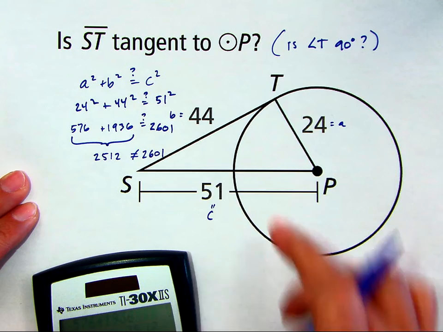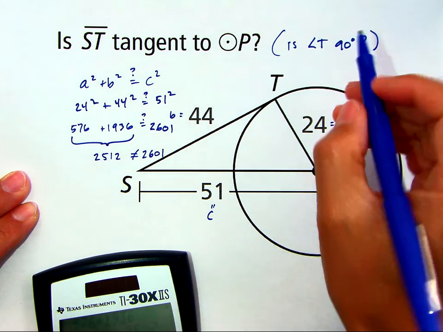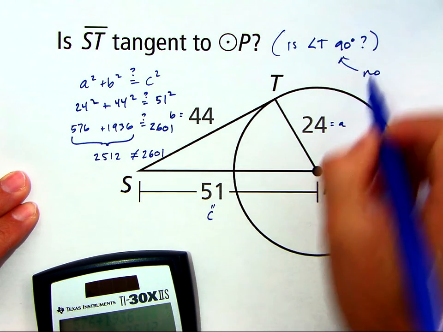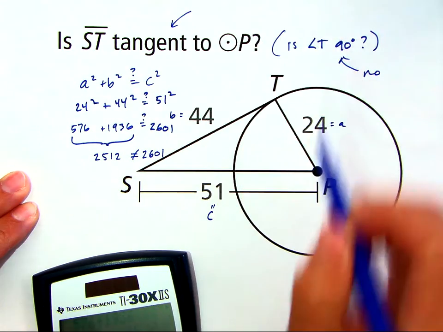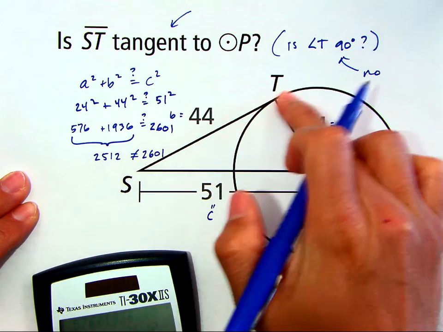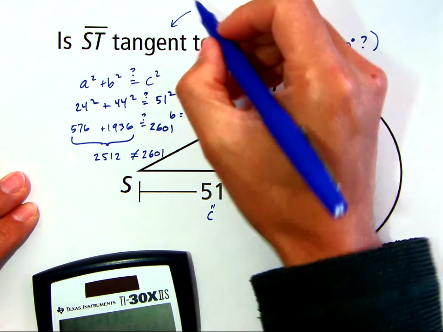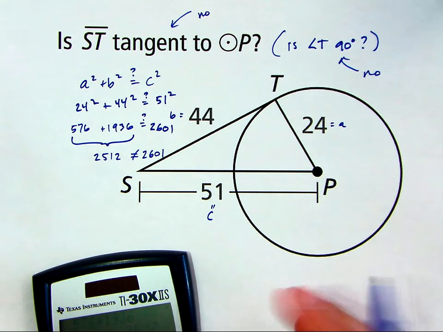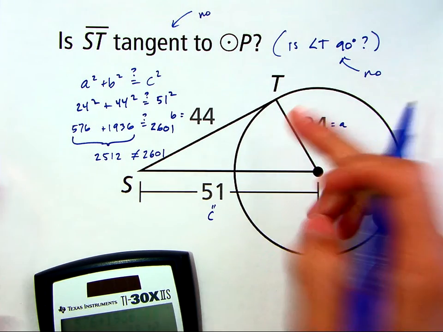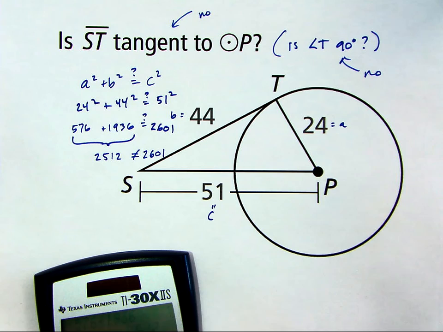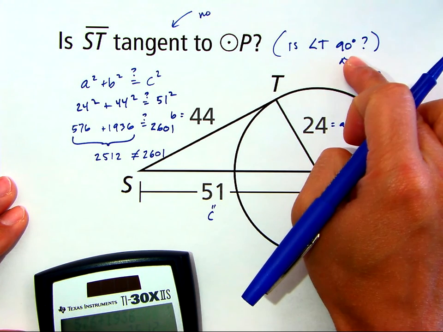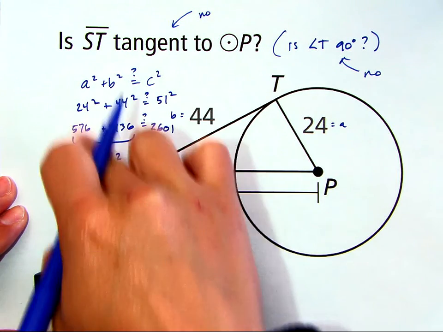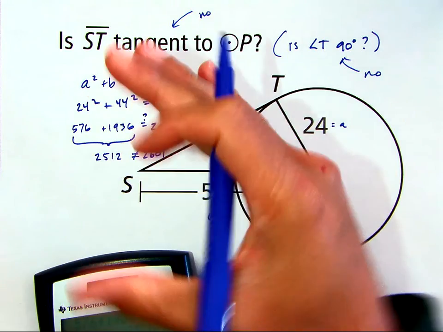So then that tells us this is not a right triangle, so no. And then if it's not a right triangle, then ST is not tangent. Okay. It's pretty close though. It's maybe like, I don't know, maybe off by 1 or 2 degrees, but it's not exactly 90 degrees, because in order for that to be 90 degrees, right, those three sides would have to fit the Pythagorean theorem.